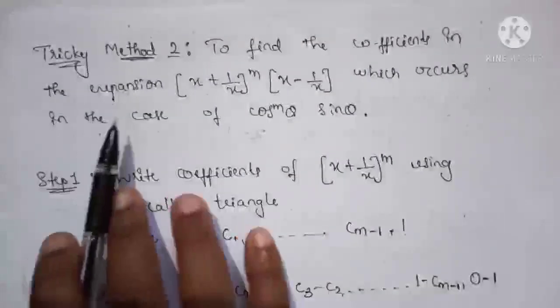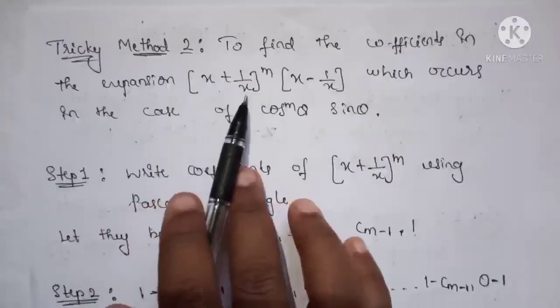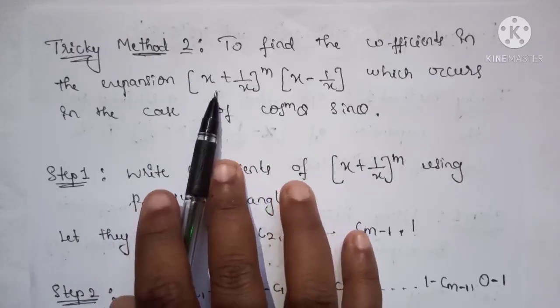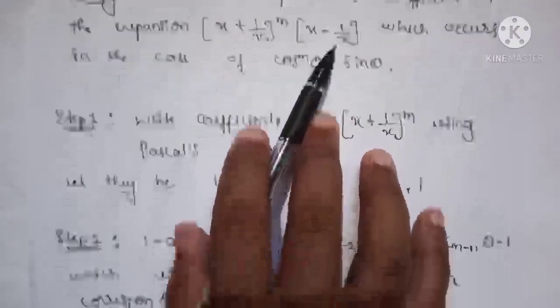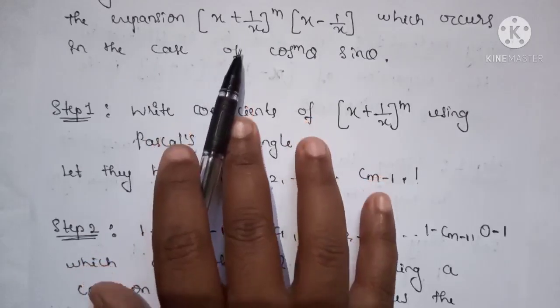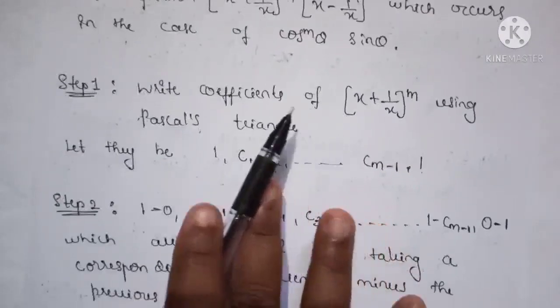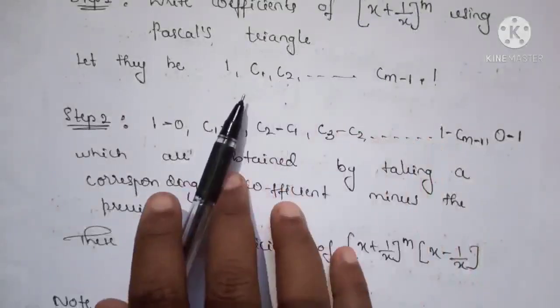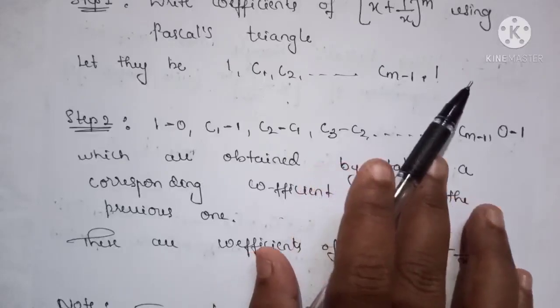So if tricky method 2 is of the form cos power m theta and sin power m theta, then the first bracket, that is the first term, will be x plus 1 by x and the second will be x minus 1 by x. So here in step 1, we should write all the constants of x plus 1 by x power m with the Pascal triangle. Okay, so consider those as 1, c1, c2 and cm minus 1 up to 1.